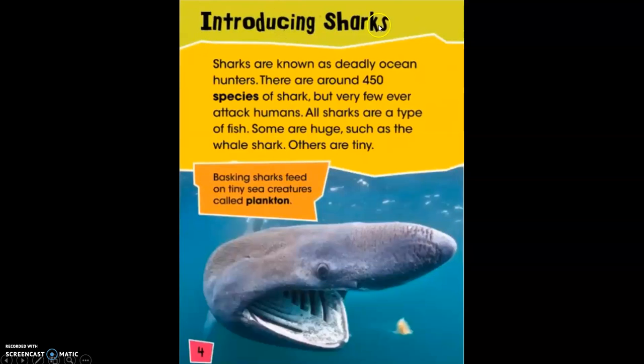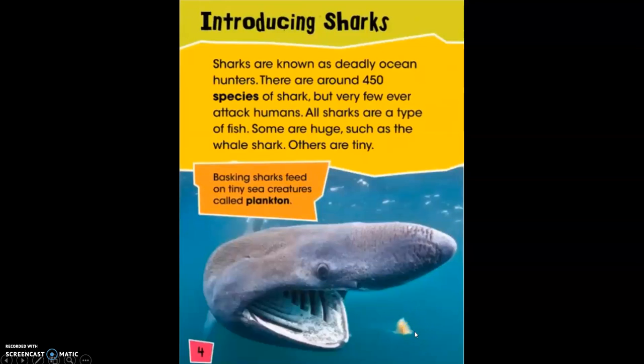Introducing Sharks. Sharks are known as deadly ocean hunters. There are around 450 species of shark, but very few ever attack humans. All sharks are a type of fish. Some are huge, such as the whale shark. Others are tiny. Basking sharks feed on tiny sea creatures called plankton, and that's the plankton right there.